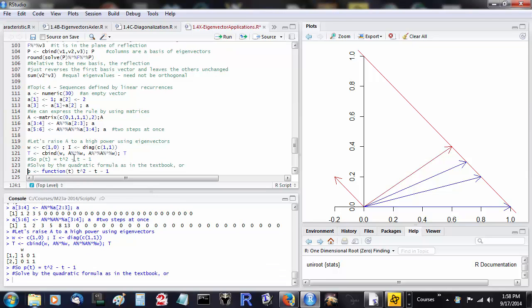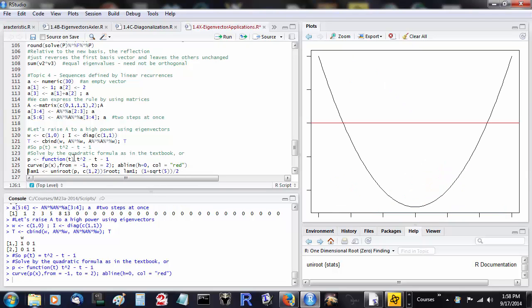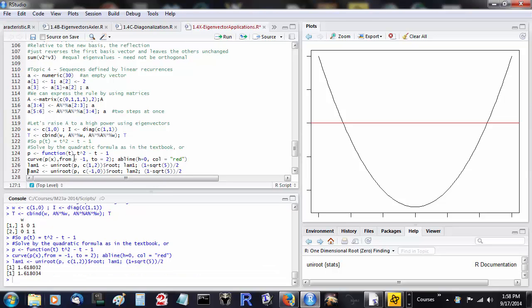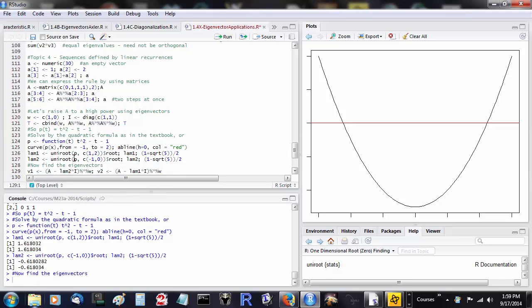You can solve this by the quadratic formula. That's done in the textbook. Or you can plot it and see where it intersects the axis. If I ask for the eigenvalue between 1 and 2, I will get an eigenvalue that happens to equal 1 plus the square root of 5 over 2. And if I ask for the negative value, I will get the second eigenvalue, which is actually equal to 1 minus the square root of 5 over 2.